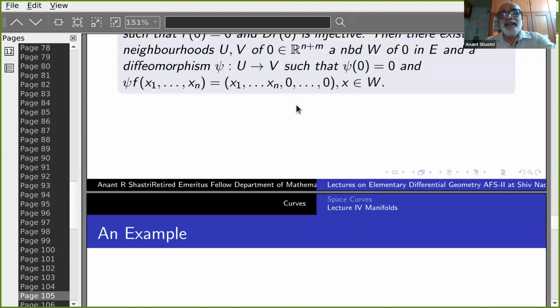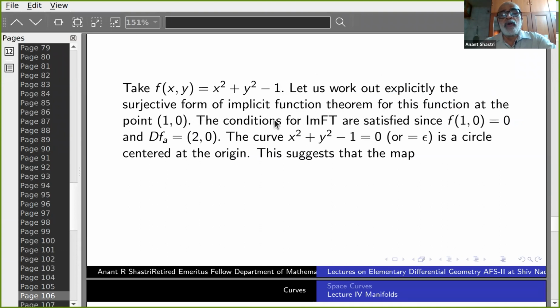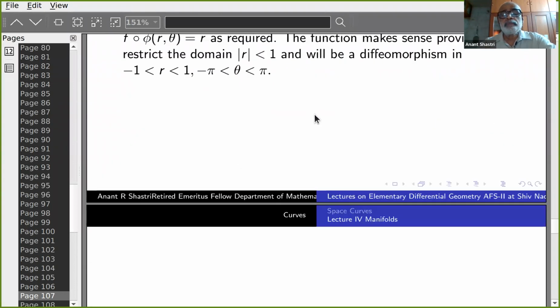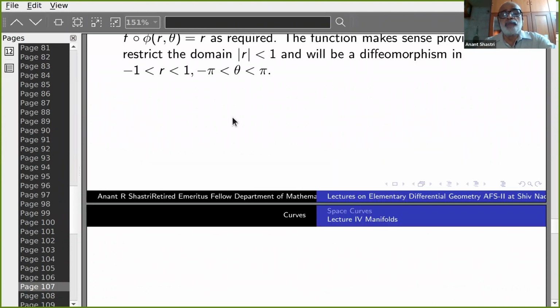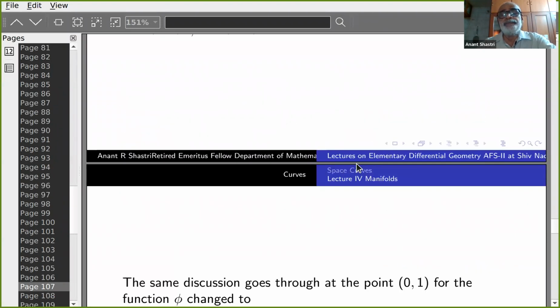So once again, this is repeated for the surjective form of the implicit function theorem. So actually we can write it this way, where the r, theta coordinates can be chosen like this. At point (0, 1), you will have to do something else. At point (1, 0), you have to do something else. Cos theta, sin theta has to be interchanged.